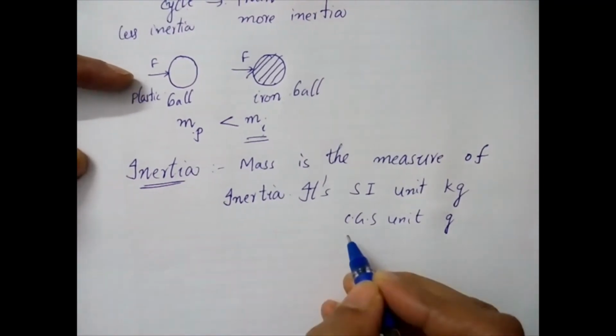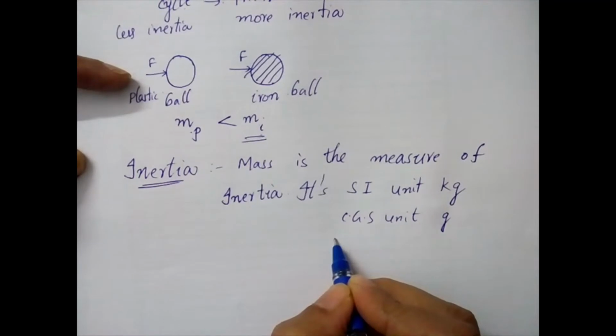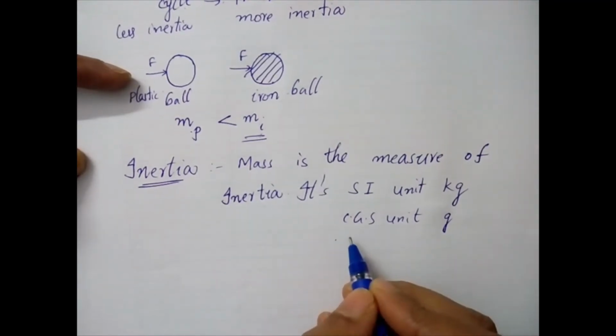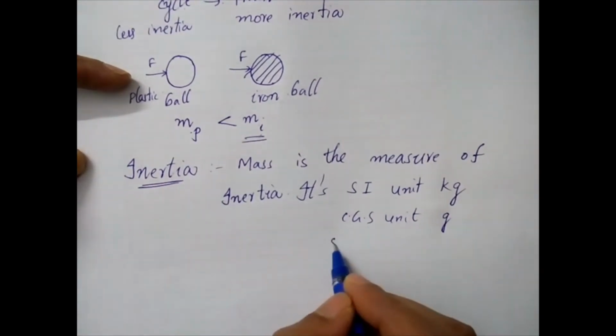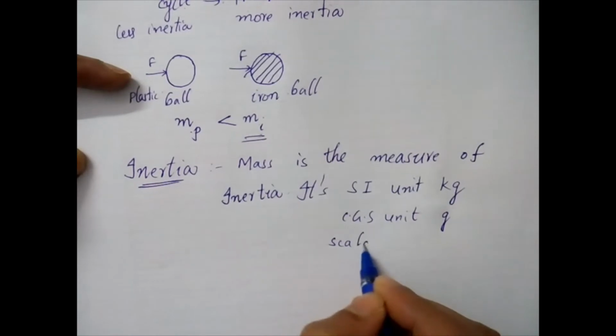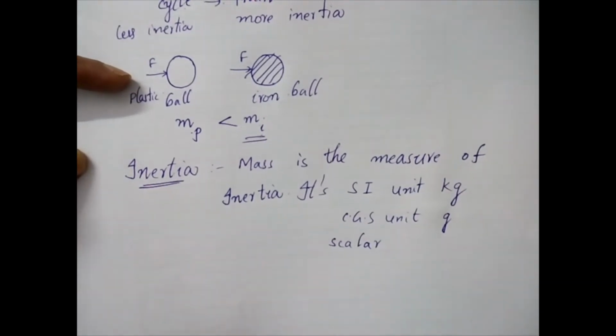Next, what is the type of this, whether it is a scalar or vector? So mass is scalar, yes or no? That's why even inertia is a scalar quantity.